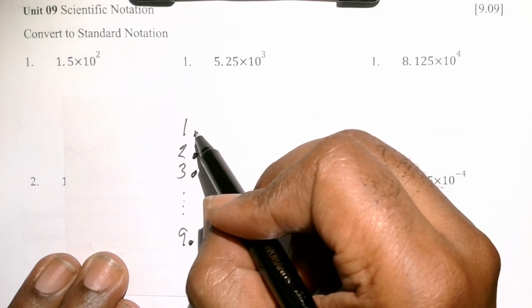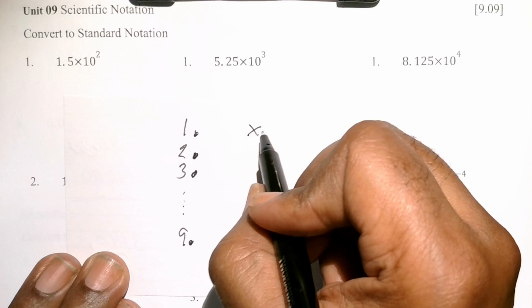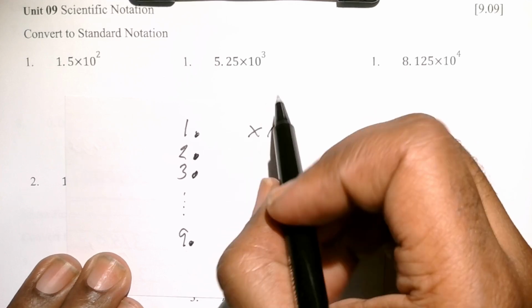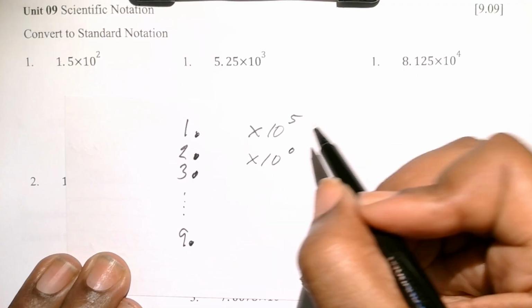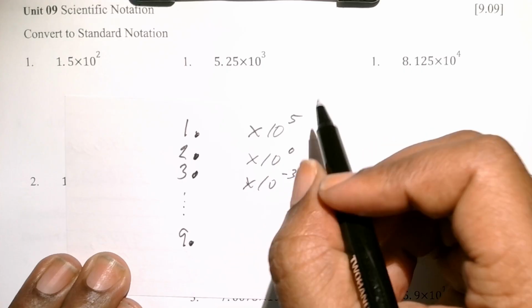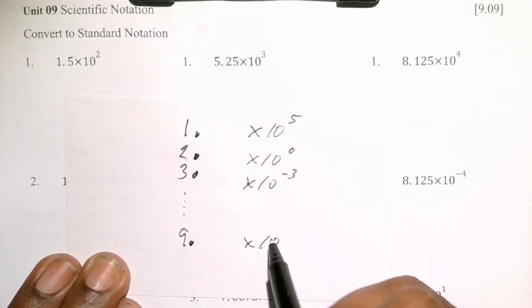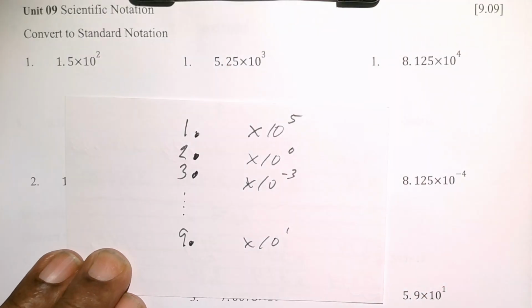Then, after the decimal behind the very first non-zero number, followed by 10 to some power. Let's say 10 to the fifth power, or maybe even 10 to the 0 power, maybe 10 to the negative third power. But again, some 10 to some power. And once you have this, you have scientific notation.